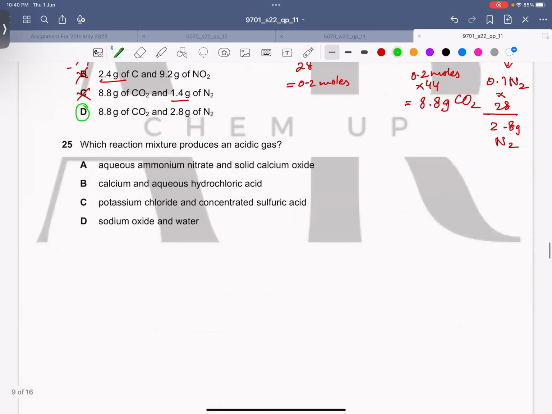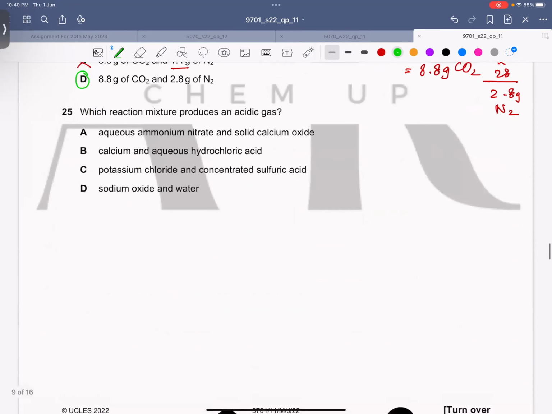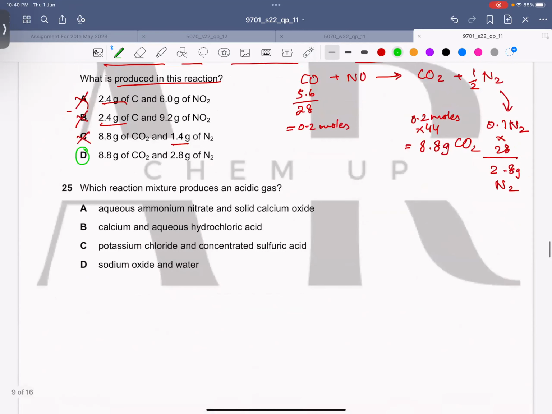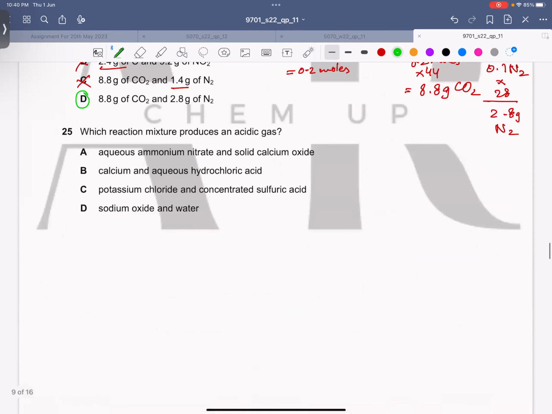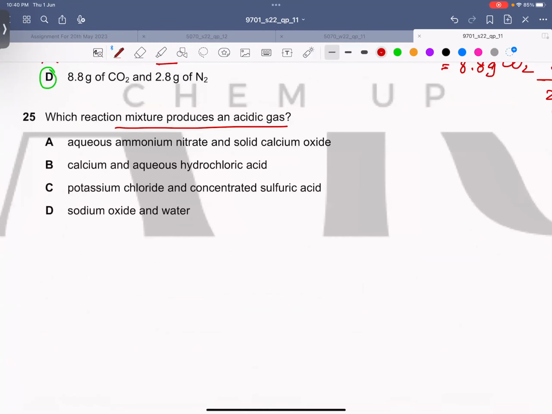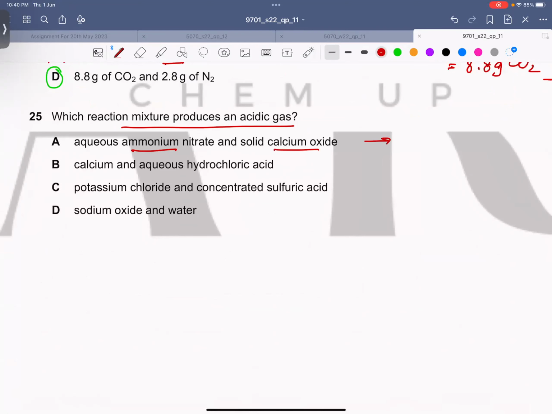Now question number 25. Which reaction mixture produces an acidic gas? Ammonium nitrate and calcium oxide would give you ammonia. It liberates ammonia gas, which is alkaline or basic. So A goes wrong.